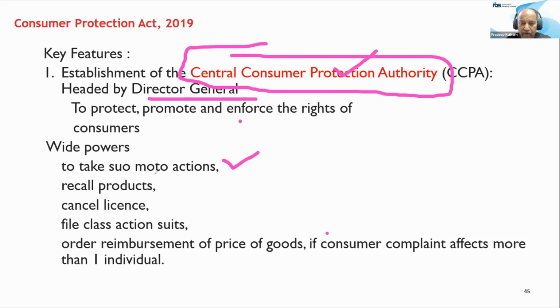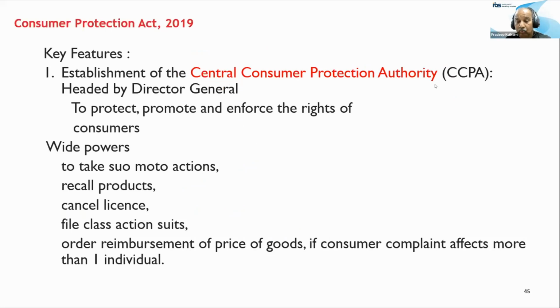He can take suo motu action. He can recall products. He can cancel the license. He can file class action suits, and he can order reimbursement of the price of the goods. These are all the actions the CCPA can take. What is CCPA? Central Consumer Protection Authority.